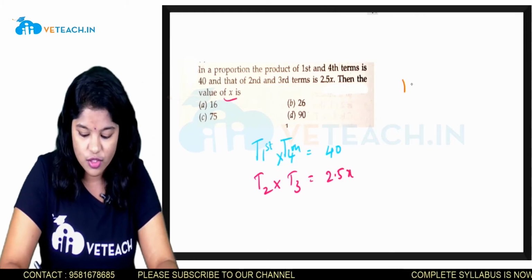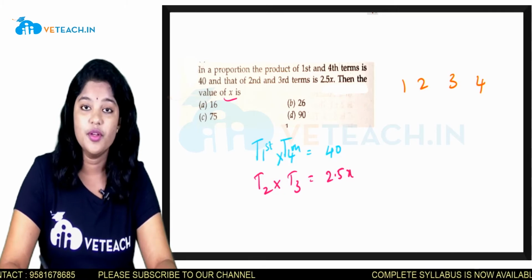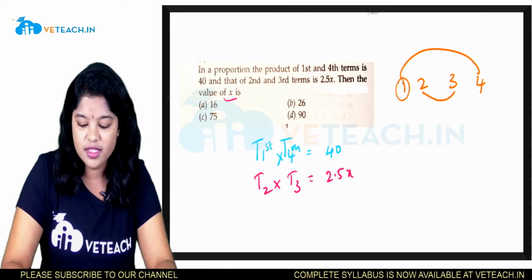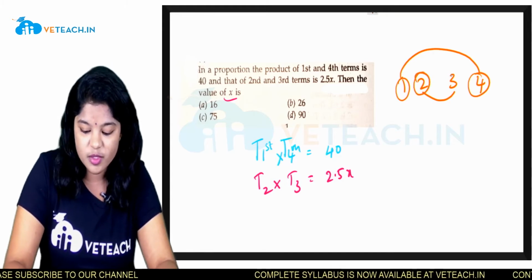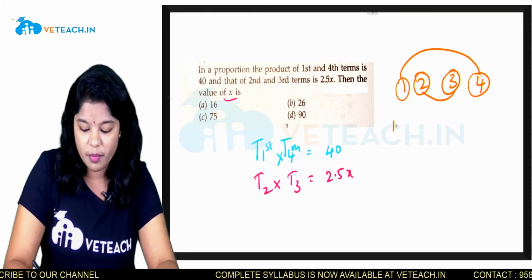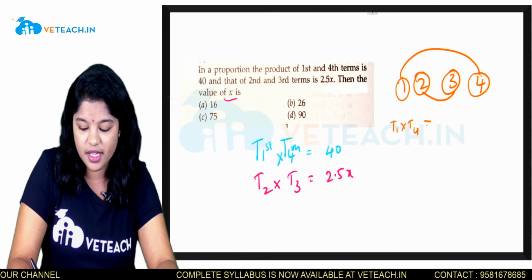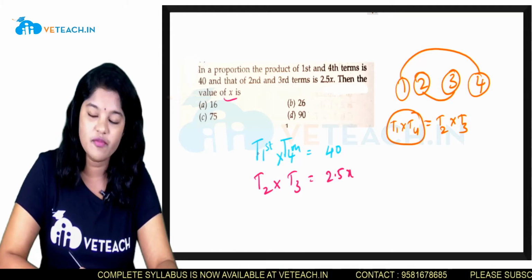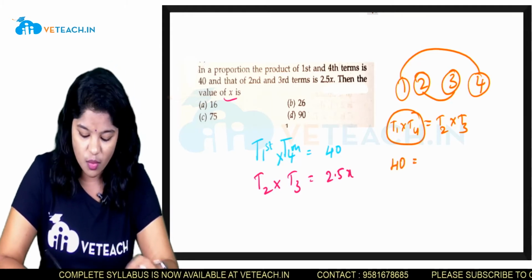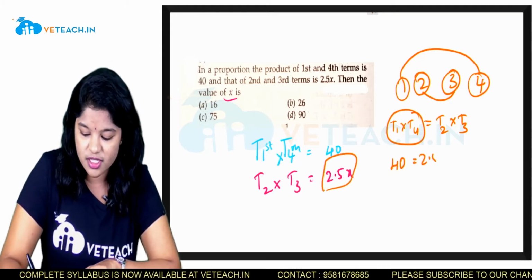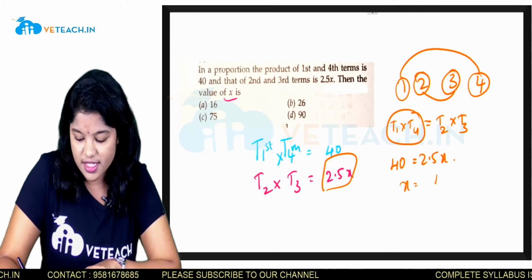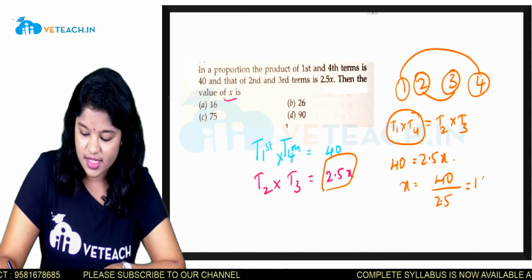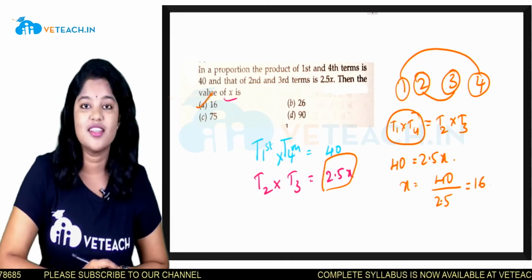So total there are 4 terms, 1, 2, 3, 4. We know a formula that product of extremes is equal to product of means. Extremes means the ones which are on the outer side. Means means the terms which are on the inside. So the product of term 1 into term 4 should be equal to the product of term 2 into term 3. We already knew the product of term 1 into term 4, that is 40, is equal to product of term 2 into term 3, which is 2.5x. So simply x is equal to 40 by 2.5. That is equal to 16. So option A, 16, is our correct answer.